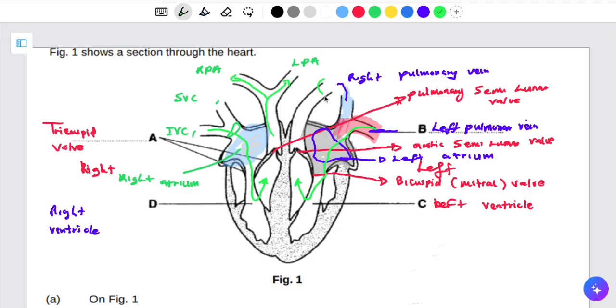Then the last part to mention is called the aorta. It's very, very important to know these parts. The aorta is the one which is going to distribute blood to all parts of the body. So now let's see the questions.